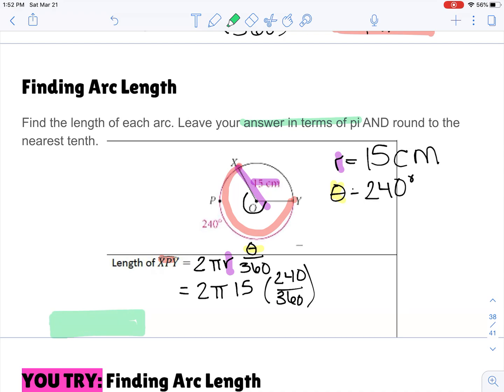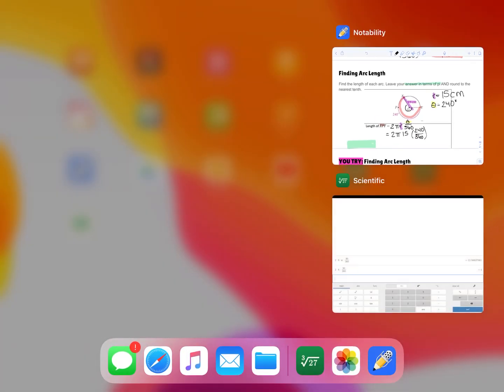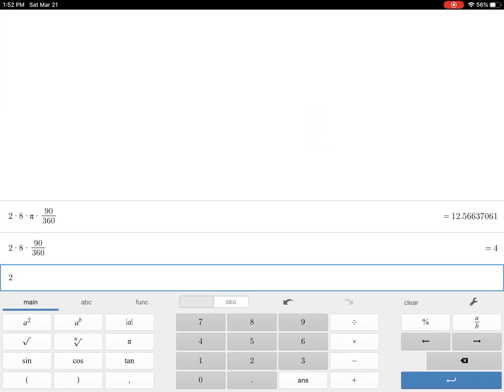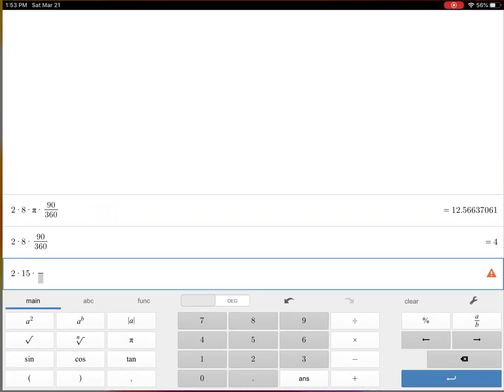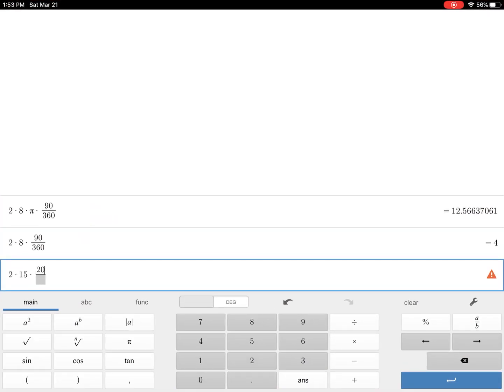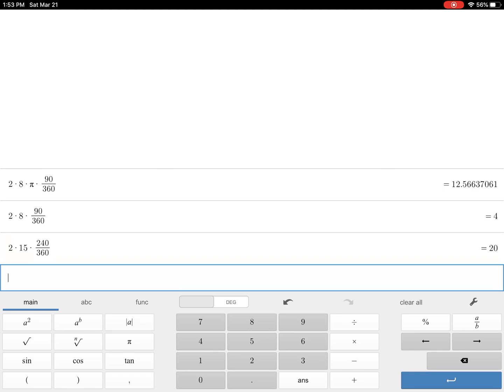The first thing you're going to do is go to your calculator, put everything in the calculator except the pi button, right? So I would do 2 times pi, but we don't want to put pi in because we're leaving it in terms of pi. We just tack the pi in at the end. 2 times 15 times, I forgot the degree measurement, 240, oops, go back, 240 over 360. Hit enter. We get 20.